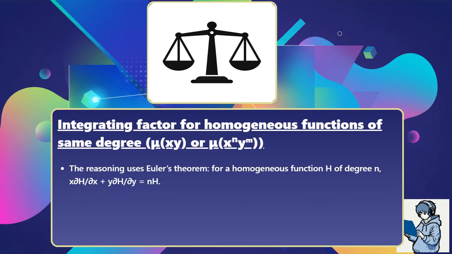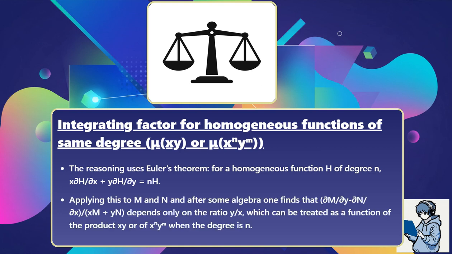The reasoning uses Euler's theorem. For a homogeneous function h of degree n, x partial x plus y partial y equals n h. Applying this to M and N, and after some algebra, one finds that the quantity partial M partial y minus partial N partial x, divided by xM plus yN, depends only on the ratio y over x, which can be treated as a function of the product xy, or of x to the n times y to the m when the degree is n.